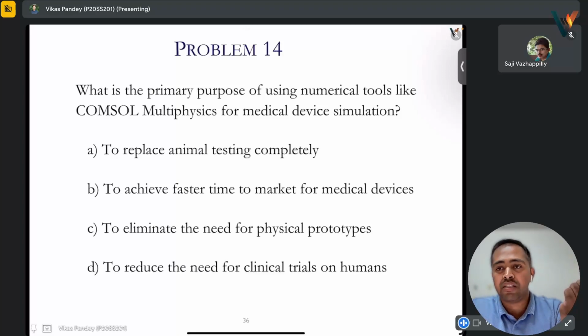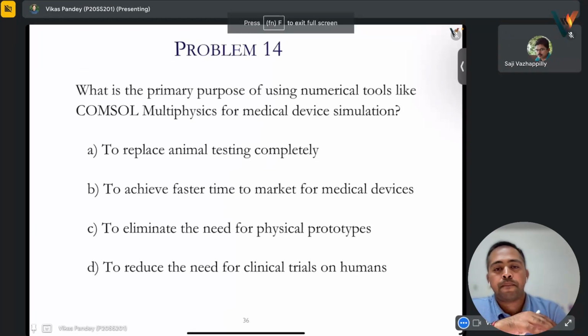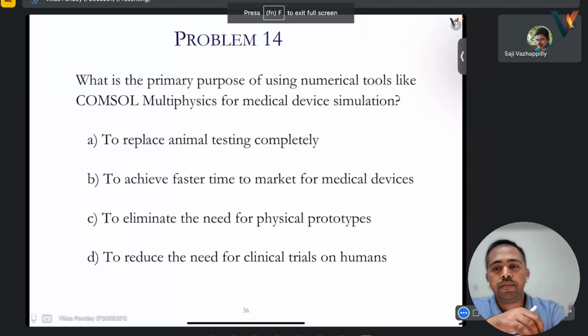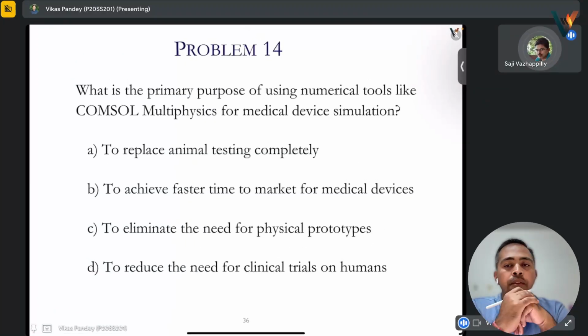Is it to replace animal testing completely, so that we simulate and directly go on to human trials? Or to achieve faster time to market for medical devices, or to eliminate the need for physical prototypes, or to reduce the need for clinical trials on humans? So we don't do trials and we directly use it on humans. So what will be the correct answer? Yes, any answers?